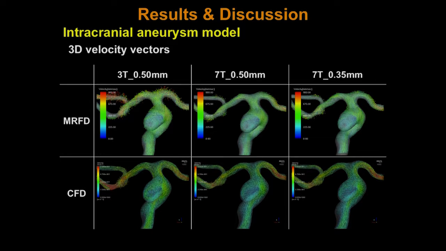And I will show you the result of 3D velocity vectors of the intracranial aneurysm model, MRFD and CFD, and these are the imaging conditions. 7 Tesla MRFD results show that the velocity vector distribution is similar to those of CFD near the vessel wall. However, the 3T MRFD result shows noise-like vectors near the vessel. Please compare these two.